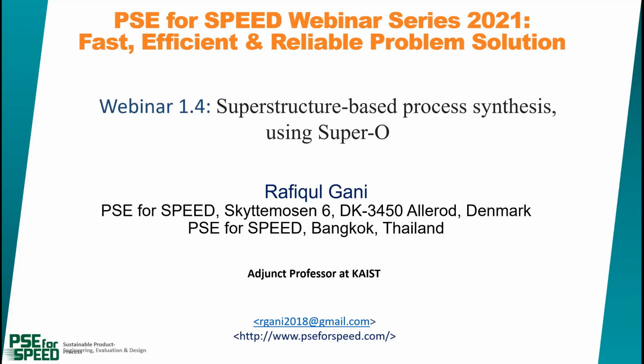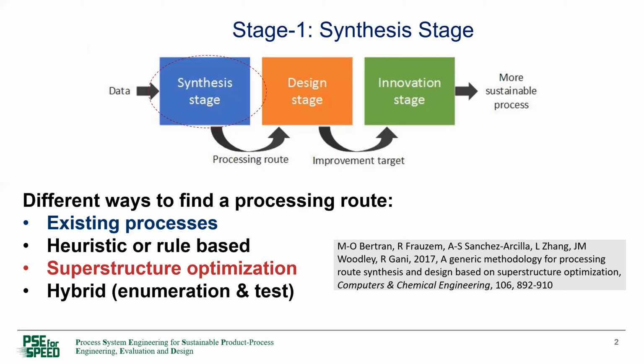Okay. So again, as I talked about before, we are talking about the synthesis stage. And now I talked about the heuristic method of Douglas. I gave you the group contribution, enumeration, and test method. Now we will see about the superstructure optimization in a slightly different way than Professor Grossman's work, but many of the things are very similar.